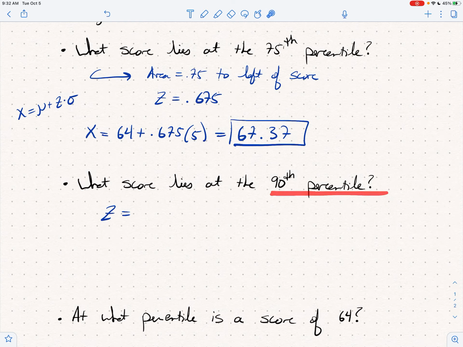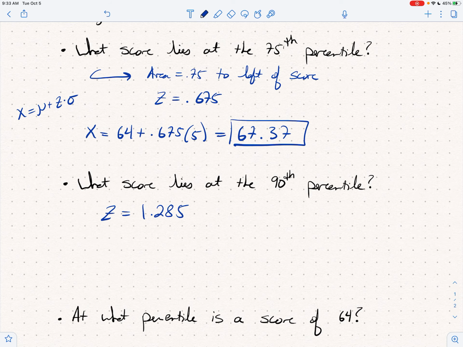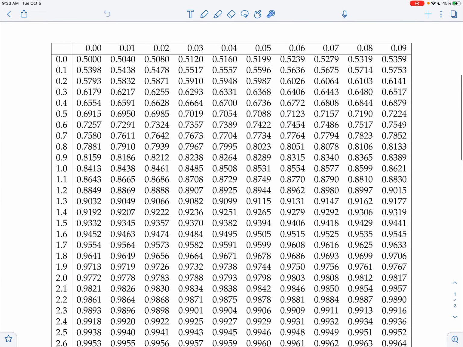So I go over to my table. I'm looking for as close to 0.9 as I can get, somewhere right here. I'm going to take the average of those two. I get 1.28 and then 1.29 as my two scores, so we'll use 1.285. So z equals 1.285. I want to double check that, I don't want to mess this up. 1.2 and then 8 puts me right below 0.9. Yeah, that's it, 1.285.